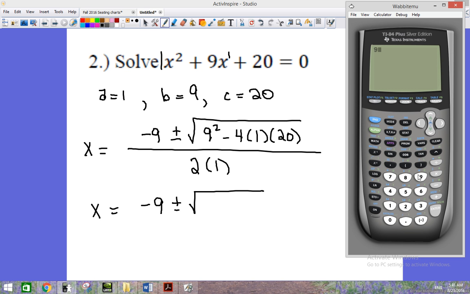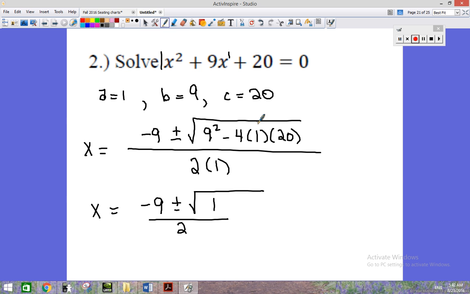Let's take 9 squared minus 4 times A times C. We get 1. Okay, 81 minus 80 is the number 1. Well, and 2 times 1 is 2. I don't need a calculator to tell me that the square root of 1 is 1, because 1 times 1 is 1.